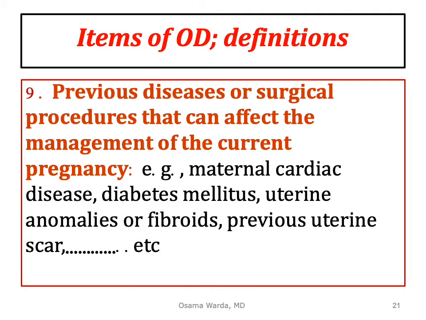Examples: diabetes mellitus, maternal cardiac disease, fibroid, some surgical operations such as cesarean section, myomectomy, and so on. Here we completed the items, including the definitions, of the complete obstetrical diagnosis. Again, the obstetrical diagnosis consists of gravidity, parity, duration of pregnancy, fetal lie, fetal presentation, fetal position, fetal head engagement, complications of the current pregnancy, whether medical or surgical, and previous complications that may affect the management of the current pregnancy.